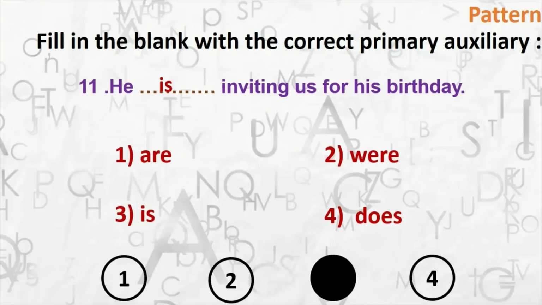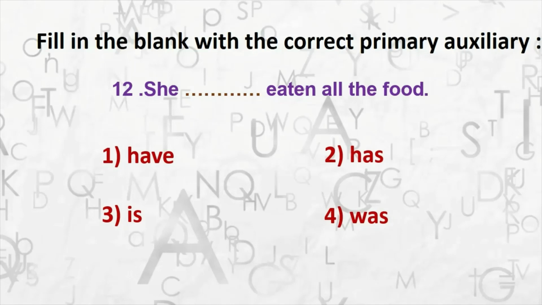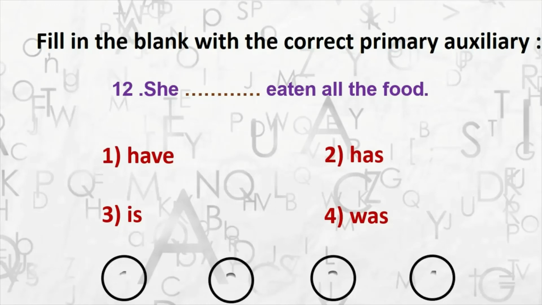Coming to the 12th example, she dash eaten all the food. So is it she have eaten, she has eaten, she is eaten, or she was eaten? So which one will be the correct option? It will be option number 2, where we say she has eaten all the food.